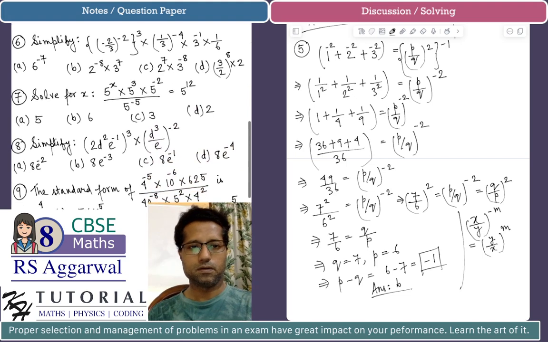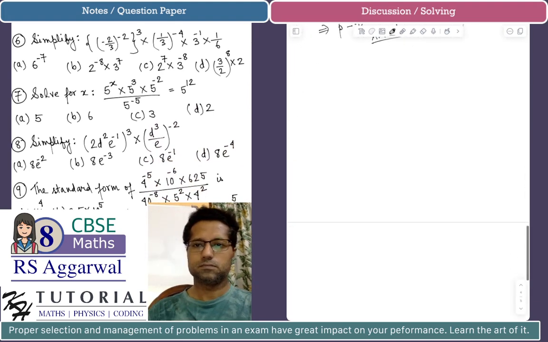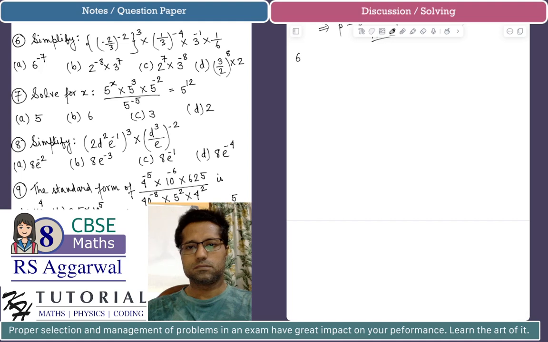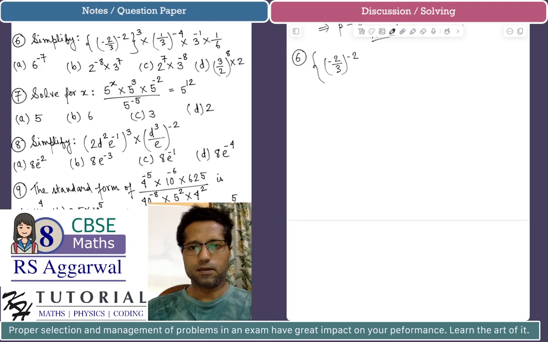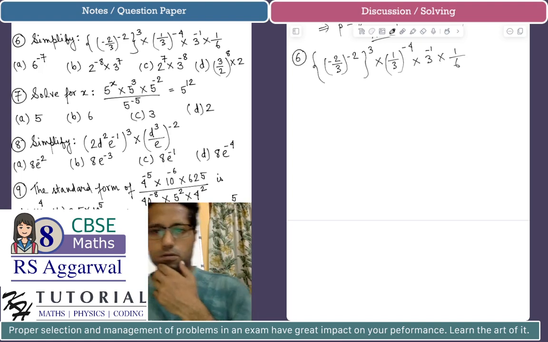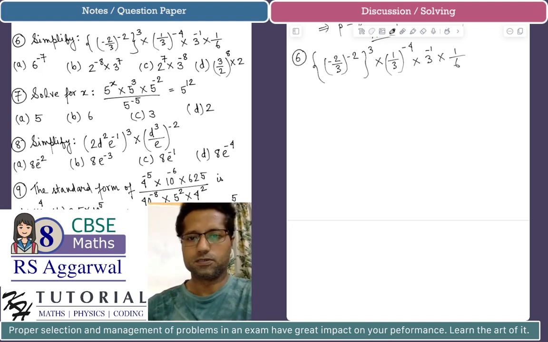Okay, let's solve question number 6. Simplify. We are again given we have to simplify. It is given minus 2 by 3 whole raised to the power minus 2, and this again whole raised to the power 3, multiplied by 1 by 3 raised to the power minus 4, multiplied by 3 raised to the power minus 1, multiplied by 1 by 6. Okay, so let's do it step by step.